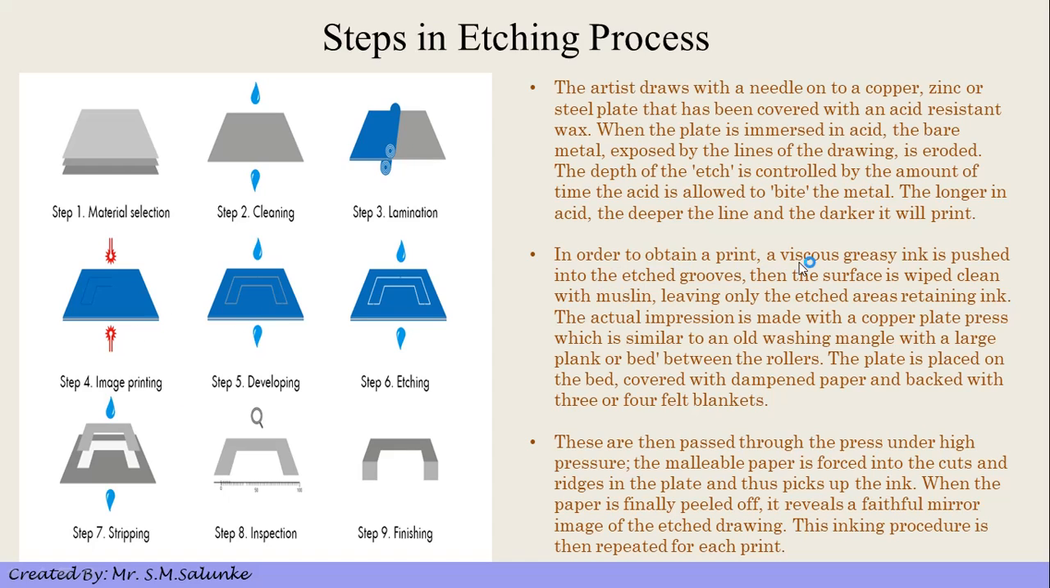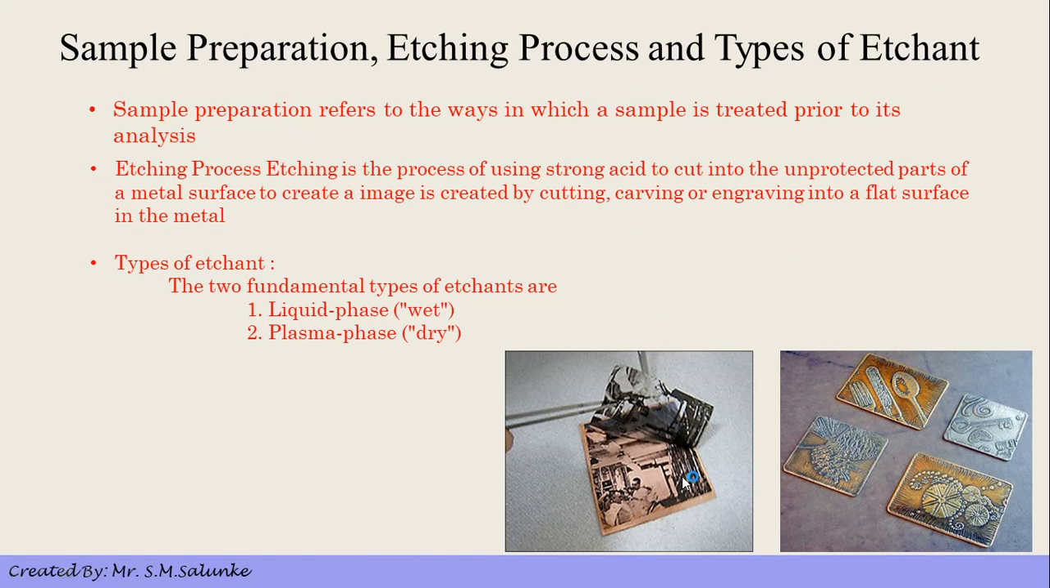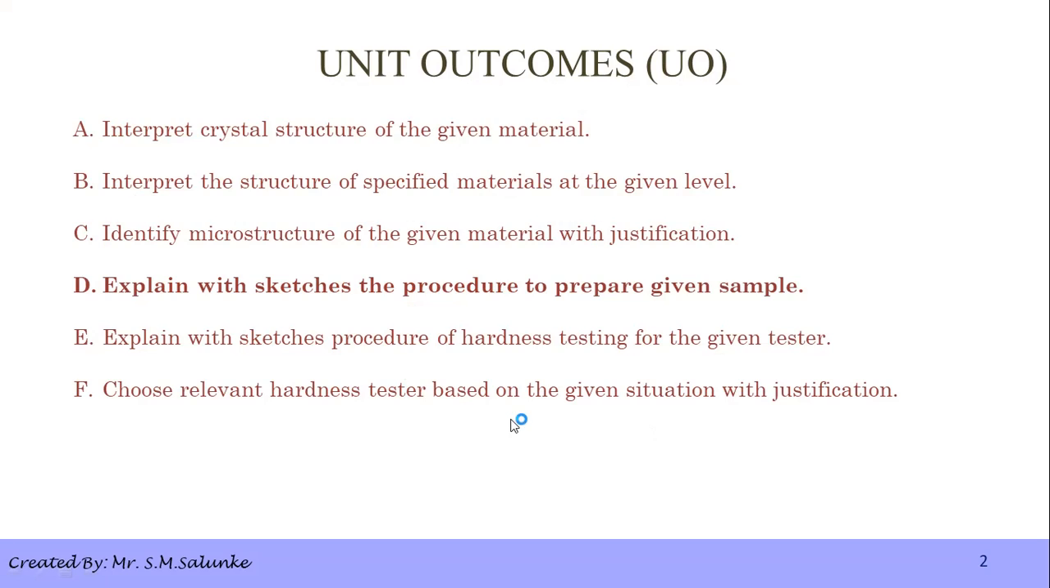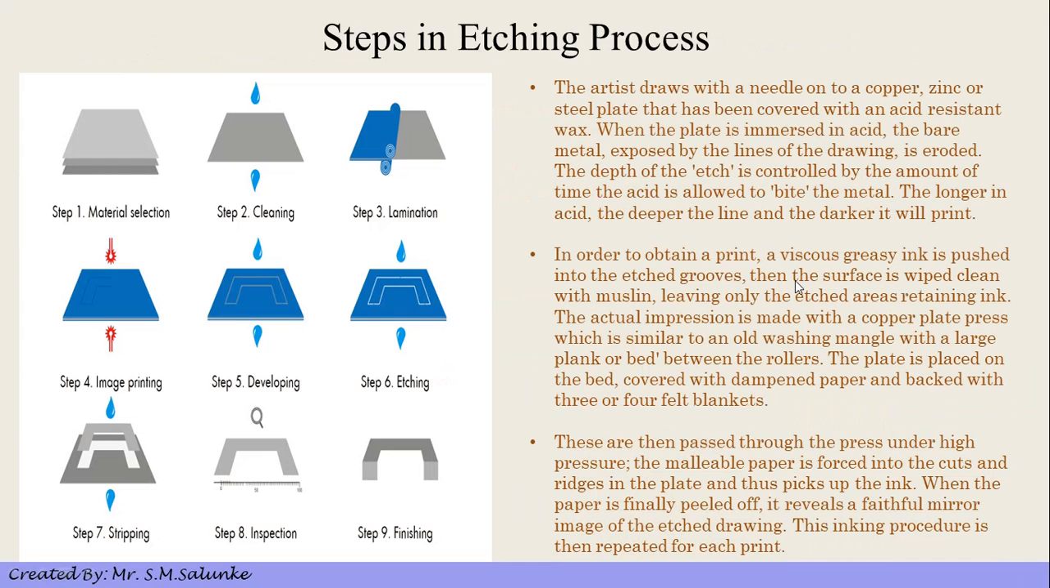Now in order to obtain a print, we need viscous greasy ink, like we discussed earlier. Here we have to insert some ink into this carving so that we will get the exact mirror impression on the sheet of paper. So the viscous greasy ink is pushed into each groove, then the surface is wiped clean with muslin, leaving only the etched areas retaining ink. So all the ink is spread over the metallic plate.